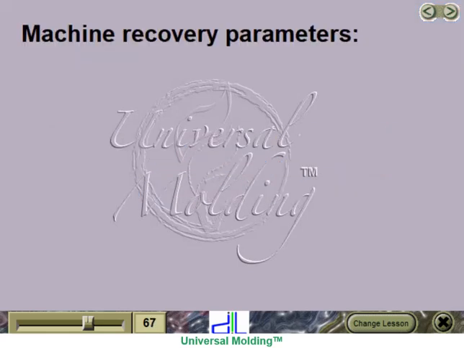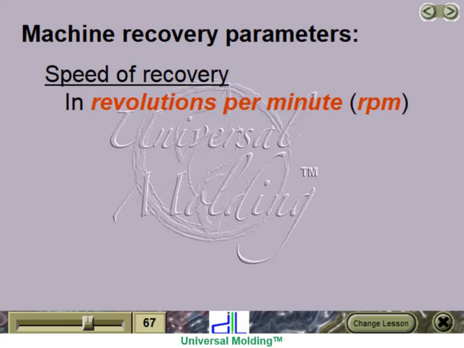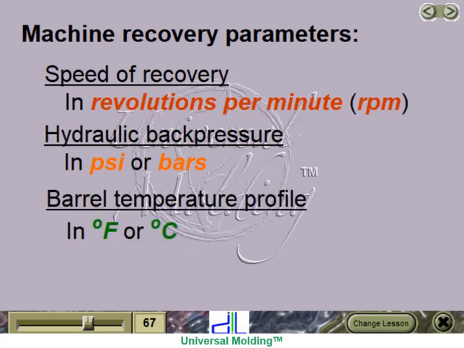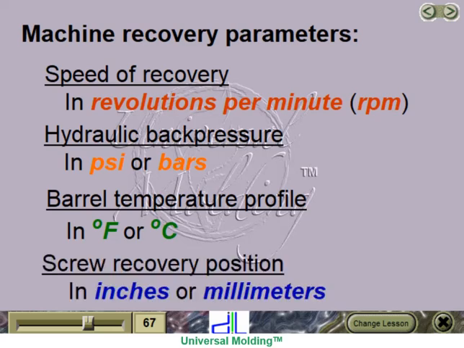Machine recovery parameters. Speed of recovery in revolutions per minute. Hydraulic back pressure in PSI or bars. Barrel temperature profile in degrees Fahrenheit or degrees Celsius. Screw recovery position in inches or millimeters.